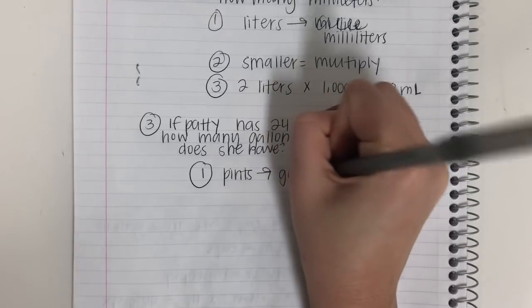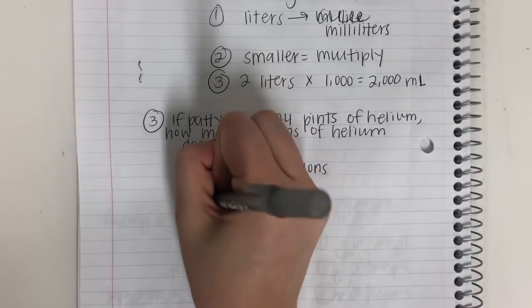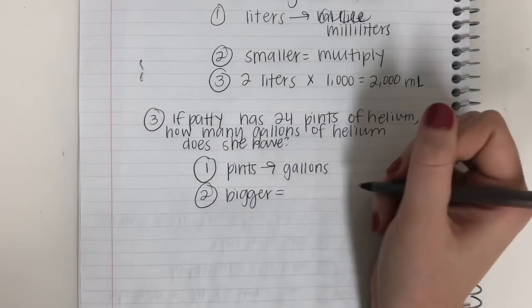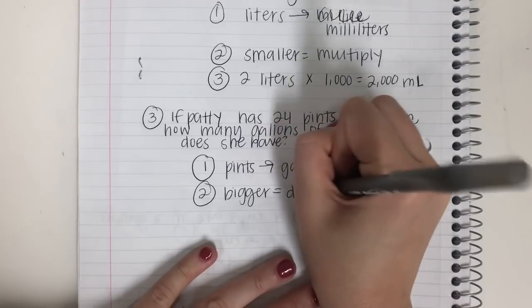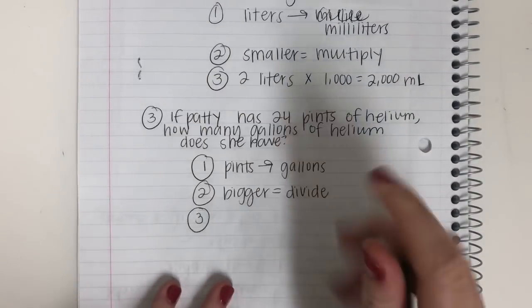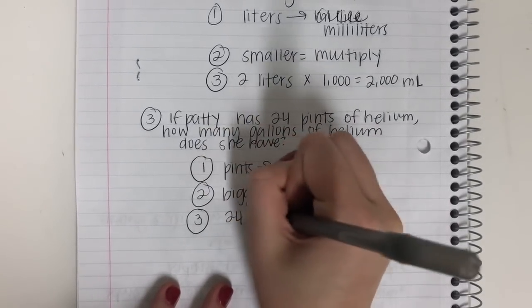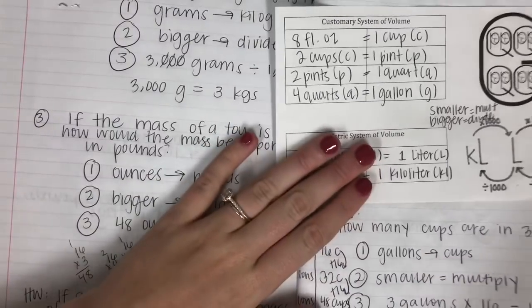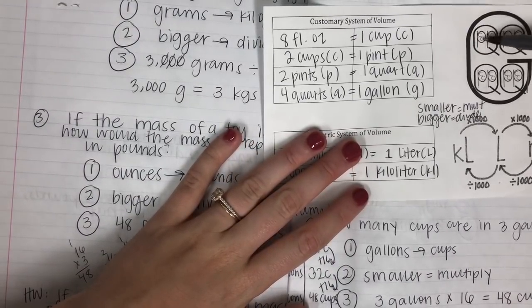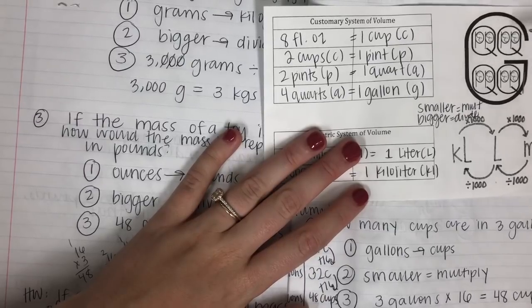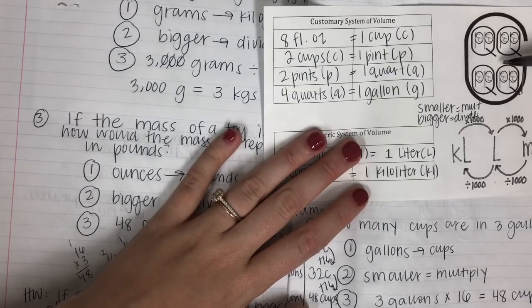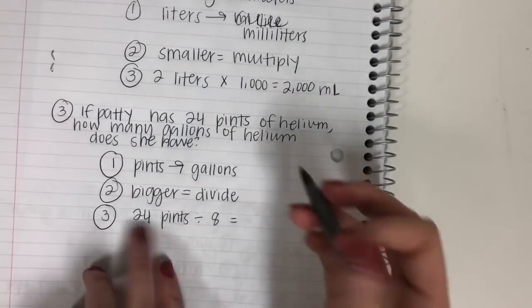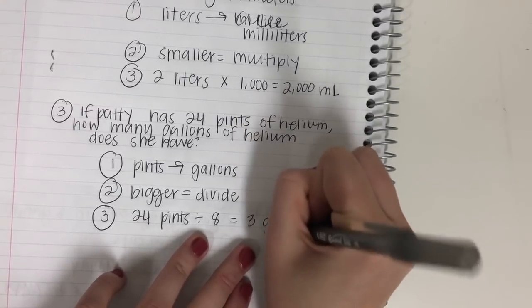So I'm going from pints to gallons. If I'm going from pints to gallons, I am getting way bigger. So I'm getting bigger, which means divide. So I'm going to take what I know, 24 pints divided by, well, how many pints are in 1 gallon? Let's take a look. In 1 gallon I have 4 quarts, and in each quart I have 2 pints. So 2, 4, 6, 8. I have 8 pints in 1 gallon. So divided by 8, and that will give me how many gallons I have. So 24 divided by 8 is going to give me 3.